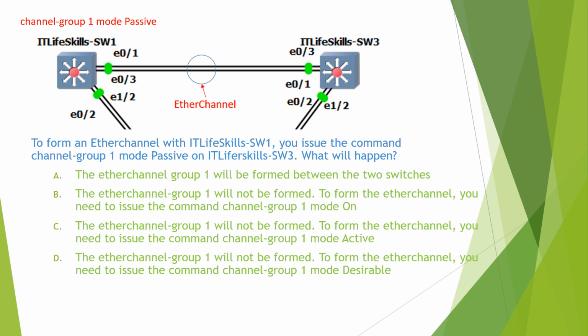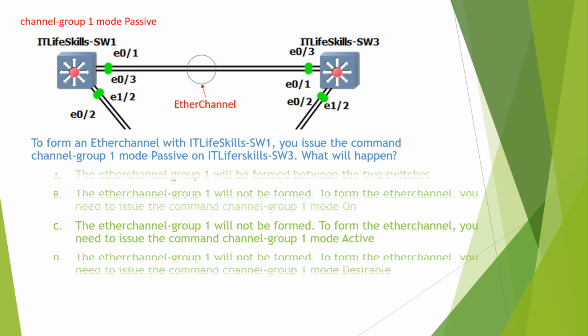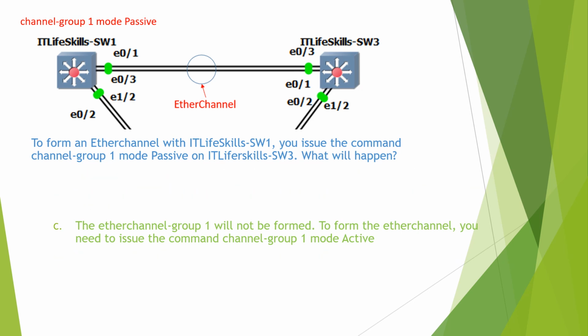Therefore, when you issue the command channel-group 1 mode passive on IT Life Skill Switch 3, the channel will not be formed. To form the EtherChannel, you need to issue the command channel-group 1 mode active, which makes the switch initiate LACP packets to form the EtherChannel. Therefore, the answer for this question is C. You can find the detailed explanation for this question in the video. Configuring layer 2 EtherChannels, dynamic mode, LACP.